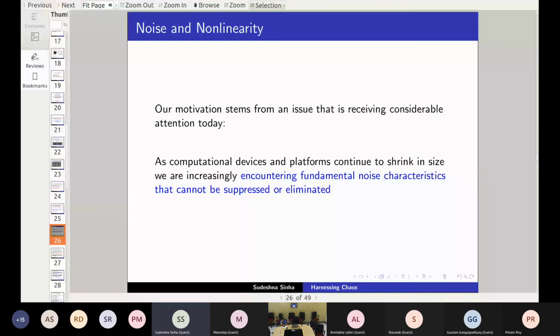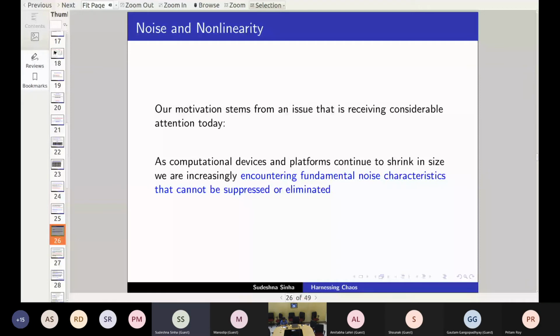So of course, what happened was, as we started doing this, people kept asking me questions in various forums. After all, now all these computational devices and platforms are shrinking, so you are going to encounter fundamental noise characteristics. You can't wish it to be suppressed. It can't be eliminated. You have to live with it. So is there something you can do with it?